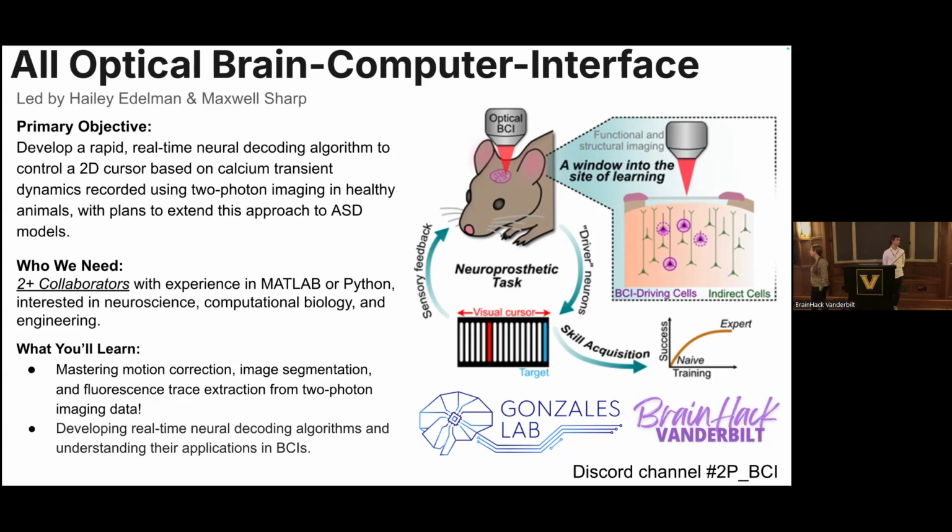We're looking for people with experience in MATLAB or Python, but generally most things that you're excited about in neuroscience, computational biology, and engineering. And we're hoping that you'll learn how to do motion correction, image segmentation, and fluorescence trace extraction from 2-photon imaging data, as well as be able to develop novel neural decoding algorithms that could be applied across a variety of different techniques for imaging purposes.